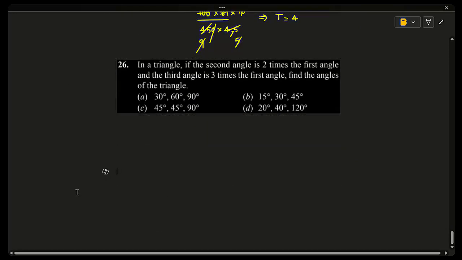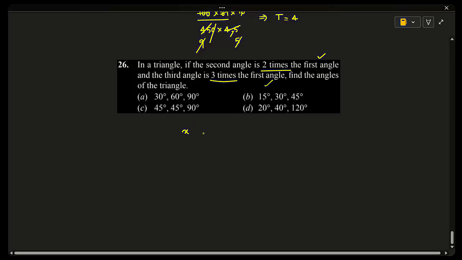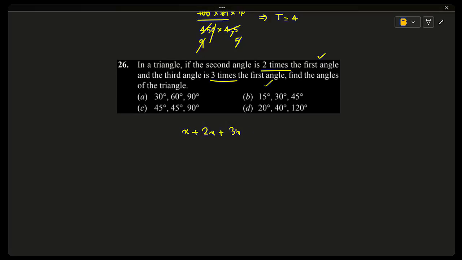In a triangle, if the second angle is 2 times the first angle and third angle is 3 times the first angle, find angles of the triangle. They said second angle is 2 times the first angle and third angle is 3 times the first angle. So both second and third are given in terms of first angle. So first angle I am calling it x. So second angle becomes 2 times, that is 2x. Third angle is 3 times the first angle, 3x. And we know angle sum property, that is sum of all the angles in a triangle is 180 degrees. So using this we can find the answer.